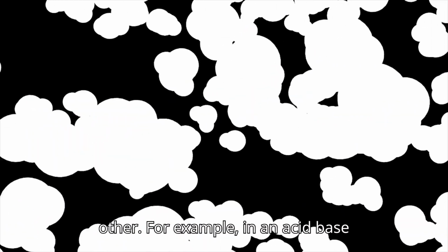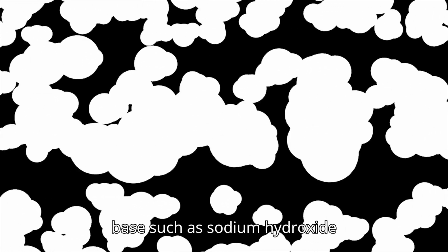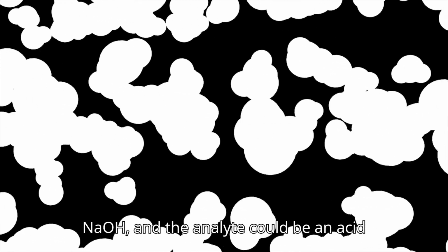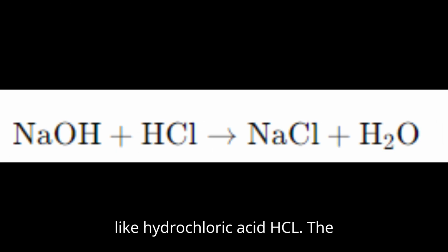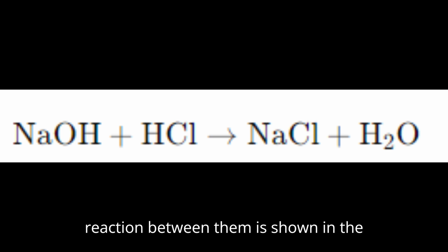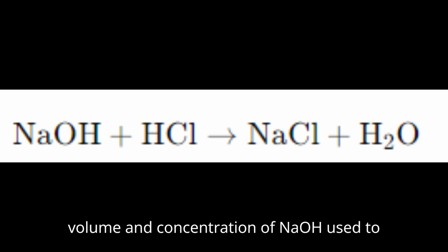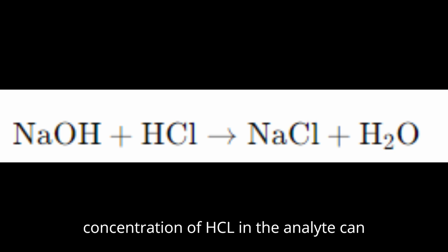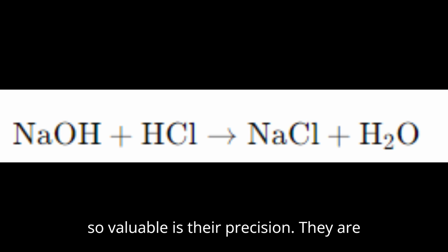For example, in an acid-base titration, the titrant could be a strong base, such as sodium hydroxide, NaOH, and the analyte could be an acid, like hydrochloric acid, HCl. The reaction between them is shown in the formula on the screen. By knowing the volume and concentration of NaOH used to reach the equivalence point, the concentration of HCl in the analyte can be determined. The reason titrations are so valuable is their precision.